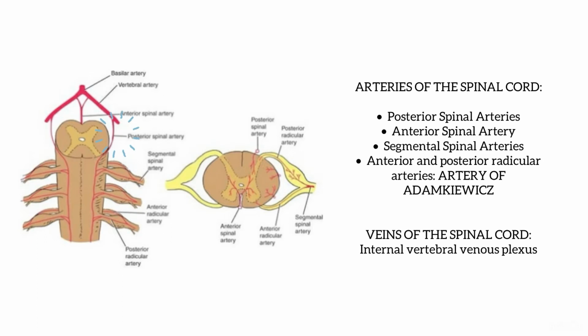You also have little branches of arteries, your segmental spinal arteries, and your radicular arteries. So these supply certain levels of your spinal cord and certain portions, like your spinal nerves. And then you have the very important artery of Adamkiewicz. So this supplies the lower 2/3 of the spinal cord. So it is the large and important feeder artery of your spinal cord. For the venous supply, it is coming from your internal vertebral venous plexus.